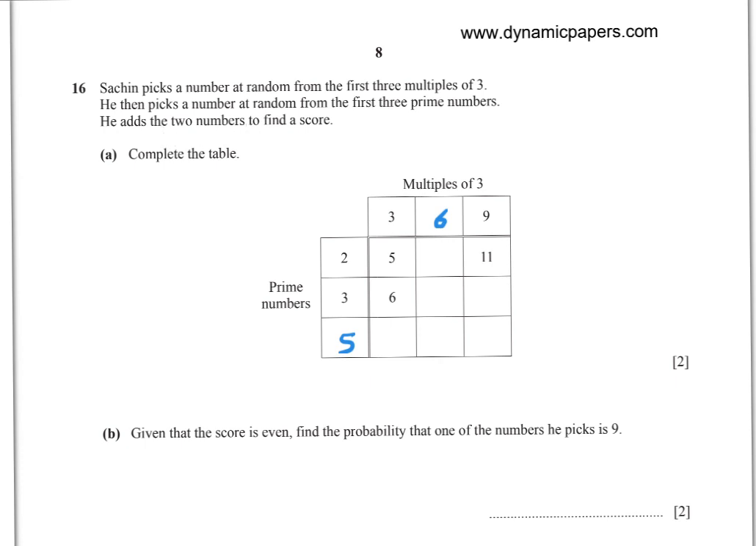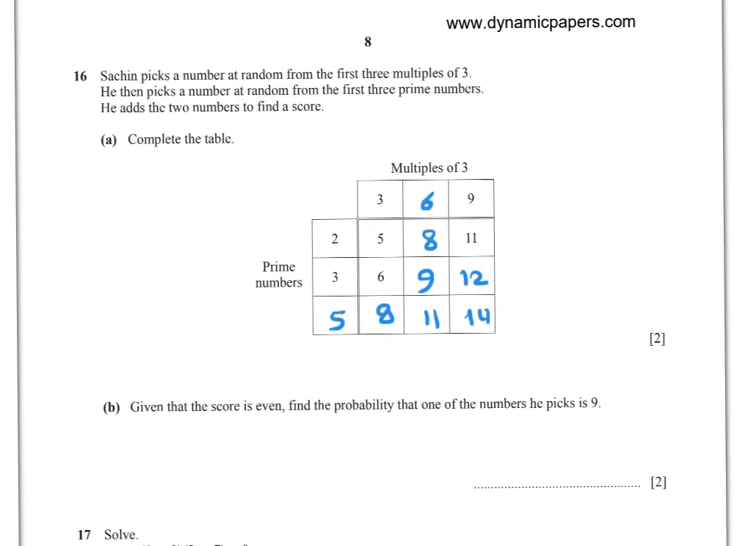He adds the two numbers. So 2 plus 3 equals 5. 2 plus 6 equals 8. And 2 plus 9 equals 11. Now 3 plus 3 equals 6, 3 plus 6 is 9, 3 plus 9 is 12. 5 plus 3 is 8, 5 plus 6 is 11, 5 plus 9 is 14.